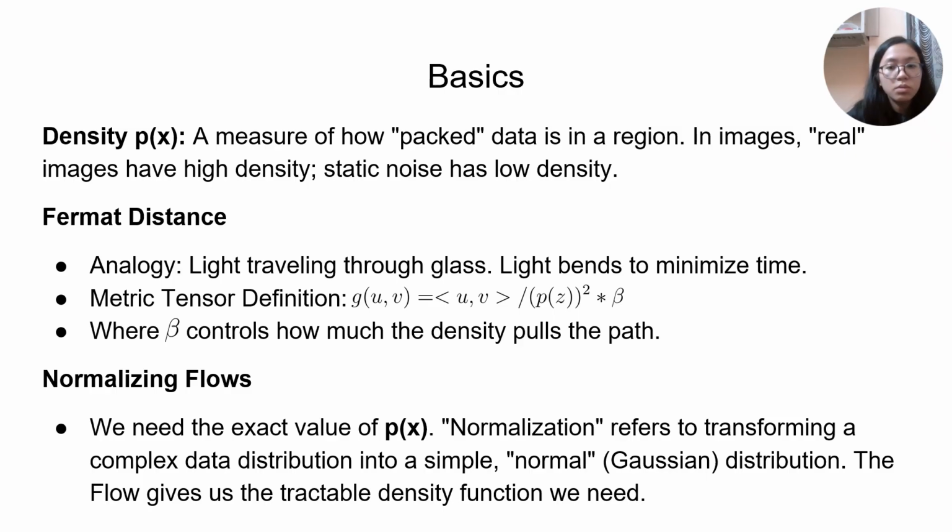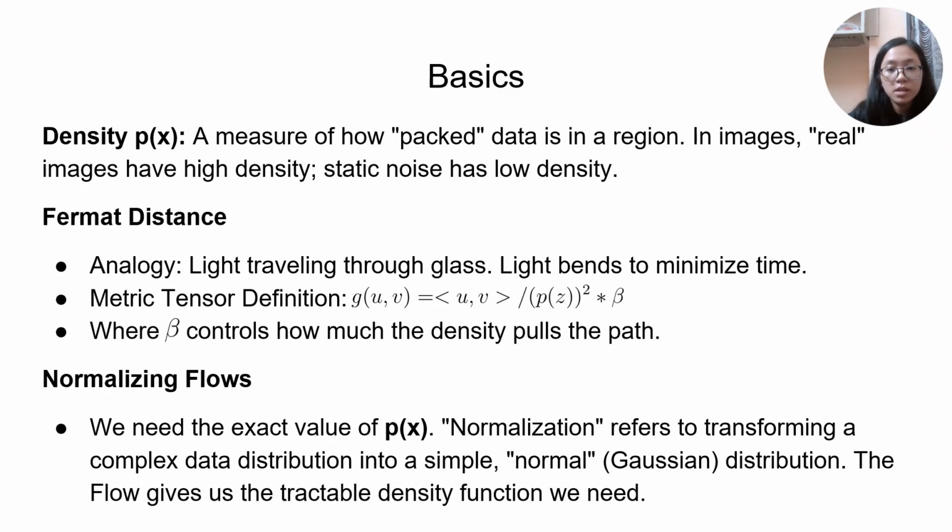Next is Fermat distance, which is the core idea behind the geometry we are trying to learn. A useful way to think about it is the analogy of light traveling through glass. Light bends towards regions where it can travel faster, minimizing time. In the same way, Fermat distance encourages paths to bend toward high density regions where real data lives. Formally, this is defined using a metric tensor where the cost of moving between 2 points is scaled by 1 upon density square multiplied by a parameter beta. The parameter beta controls how strongly the density influences the path. A higher beta means the path will stick even more closely to high density regions.